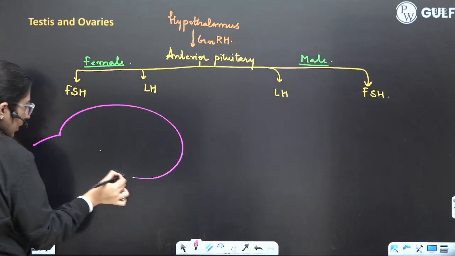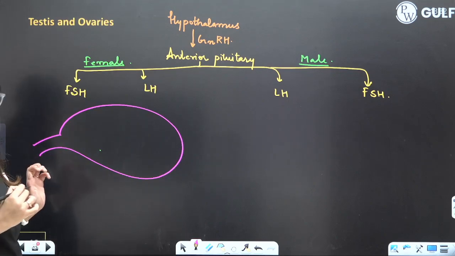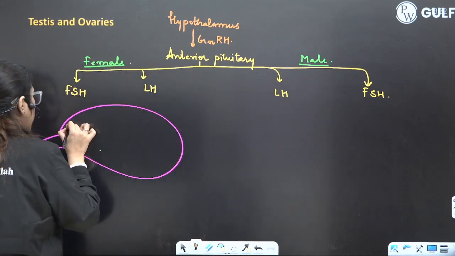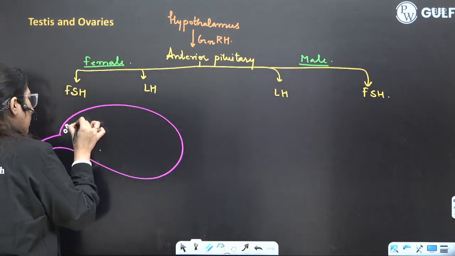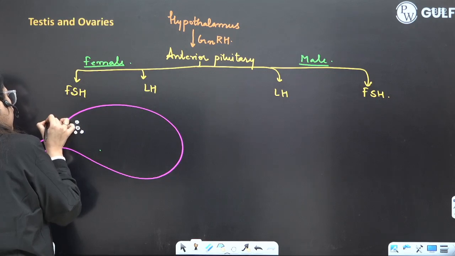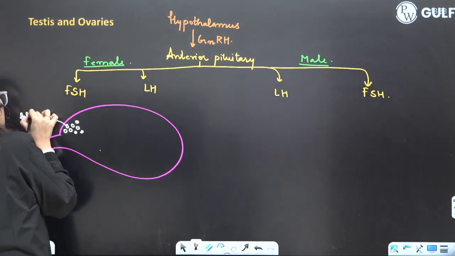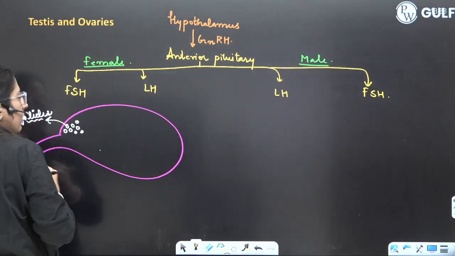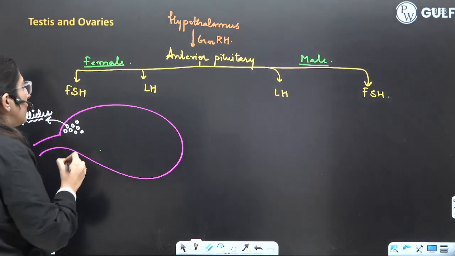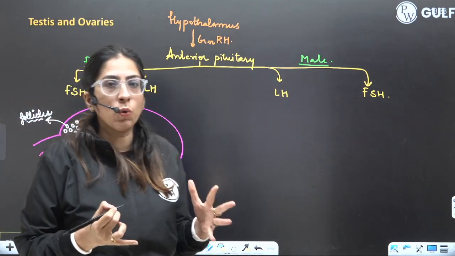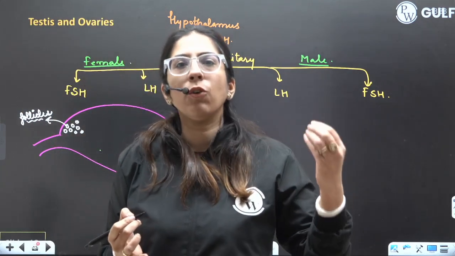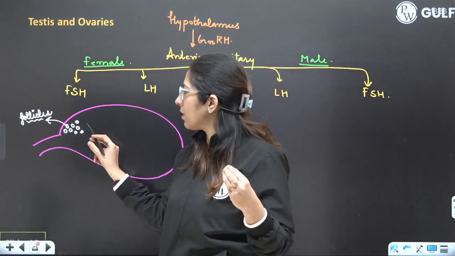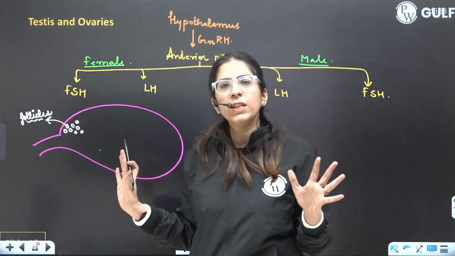This is an ovary. In the ovary, you will find the follicles are present. These follicles, they grow. Follicles, they are present in ovary before our birth. Lots of these are present.